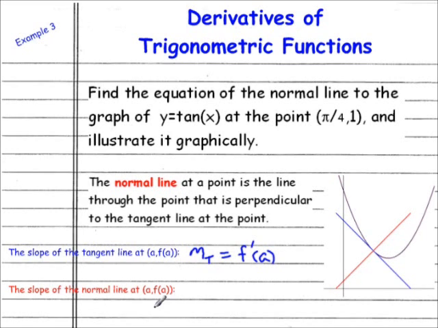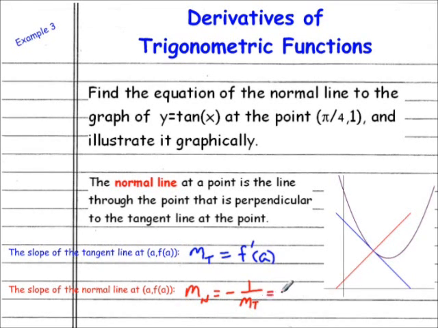Now, when we're talking about the normal line, remember the normal line is perpendicular to the tangent line, and since the tangent line has this slope, then the normal line's slope, remember the relationship between perpendicular lines, they're negative reciprocals. So the slope of the normal line, call that m sub n, would be the negative of the reciprocal of the tangent line slope.